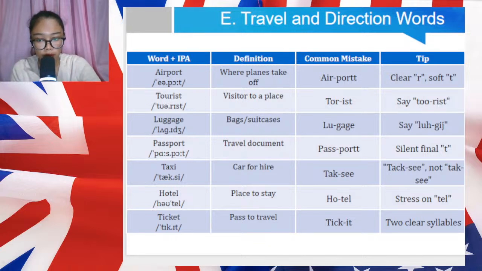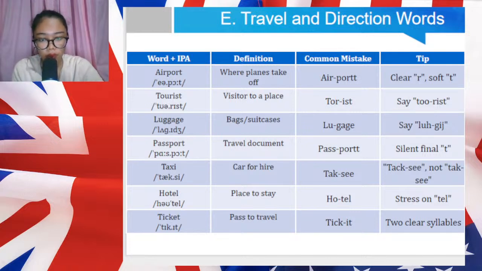So airport. The letter T sound is soft. It should not be "airport-t," airports. It should not be too long. Just a quick stop right at the end of the word airport.